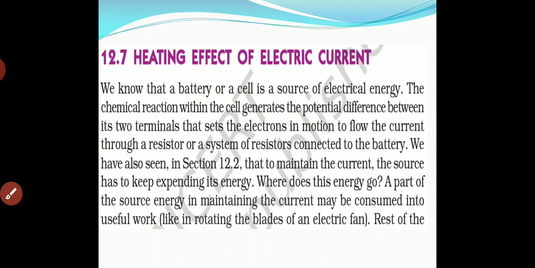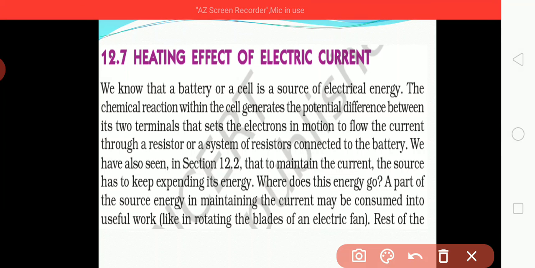Now the heating effect of electric current. We know that a battery or a cell is a source of electrical energy. The chemical reaction within the cell generates the potential difference. If we talk about a cell, in a cell we can see that potential difference should be there. This potential difference is due to the chemical reaction which is carried out in that cell.